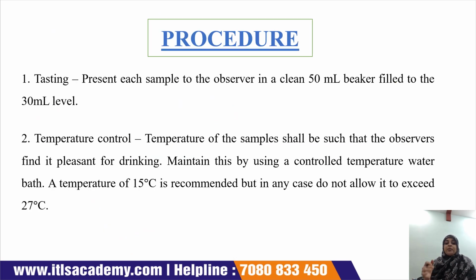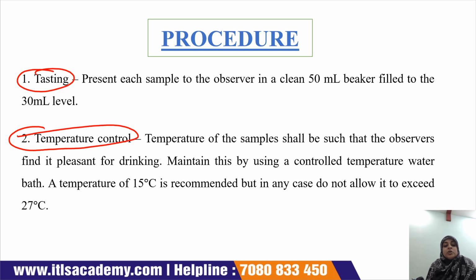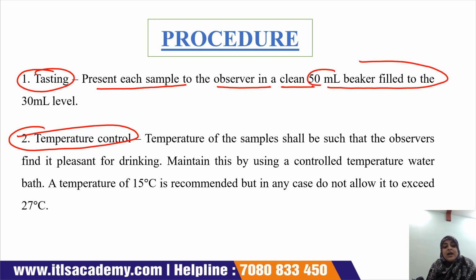Now the next is the procedure. This procedure is divided into two parts: one is testing and one is temperature control. For testing, present each sample to the observer in a clean 50 ml beaker filled to the 30 ml level. So we give a sample to the observer who is going to observe all these things. The beaker should be clean.